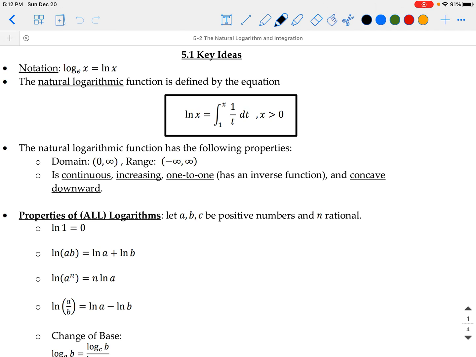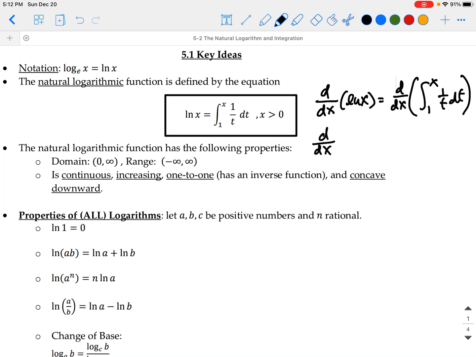So what that means then also is that if I take the derivative with respect to x of the natural log of x, which is going to be the derivative with respect to x of this integral, the fundamental theorem of calculus tells us then that the derivative with respect to x of the natural log is simply 1 over x. And that's going to be our key rule that we use throughout the course. That derivative of the natural log is 1 over x.